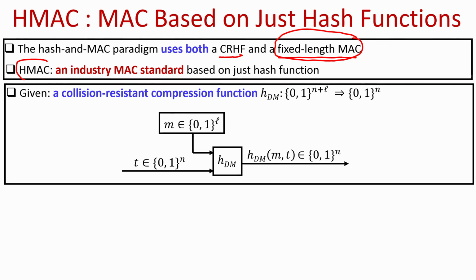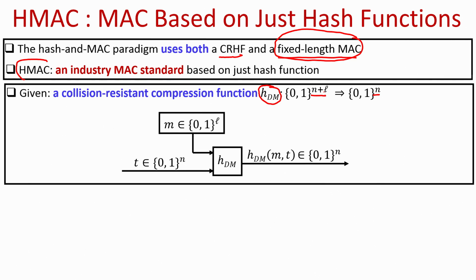What we are given here is a collision resistant compression function which takes an input of size n plus l bits and gives you an output of n bits, and it is provably secure and collision resistant. For a concrete instantiation of such a compression function, you can take the Davis-Meyer construction which we had discussed in the last lecture, whose security we have proved in the ideal cipher model. Pictorially, this is how your Davis-Meyer function will operate.